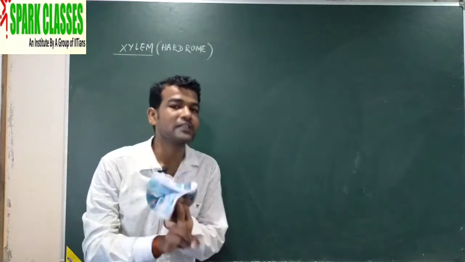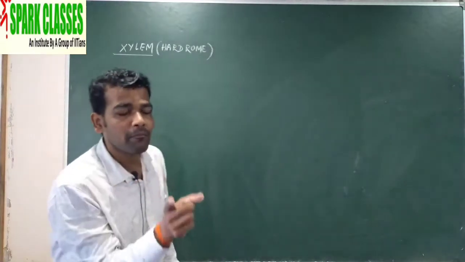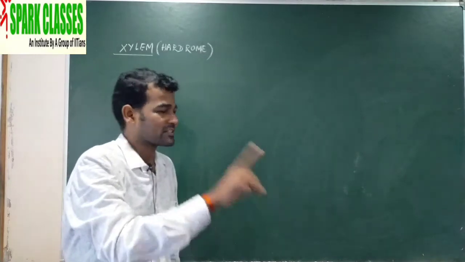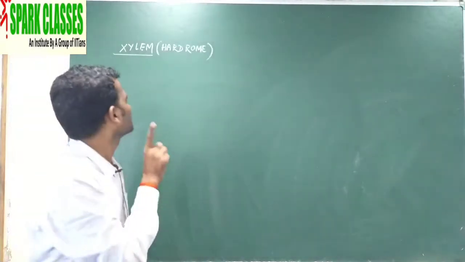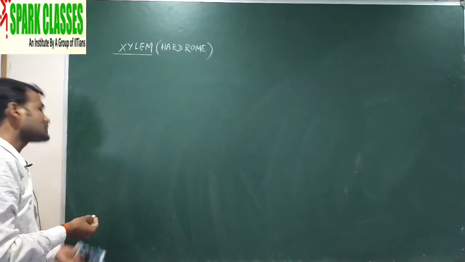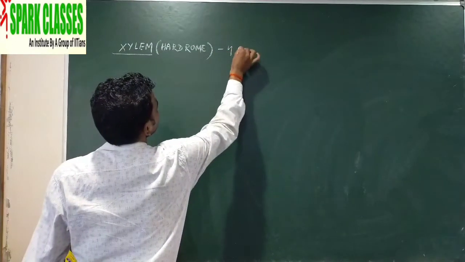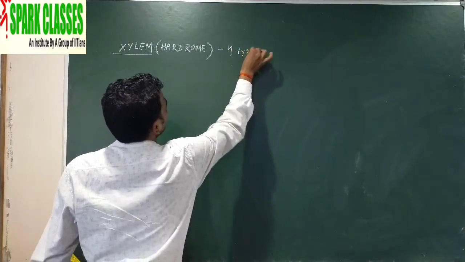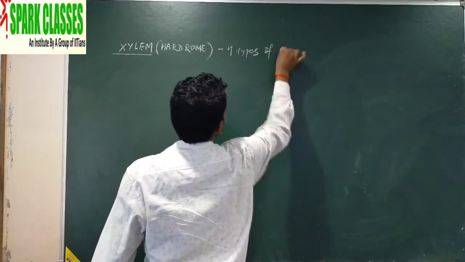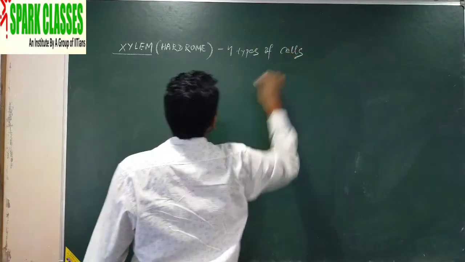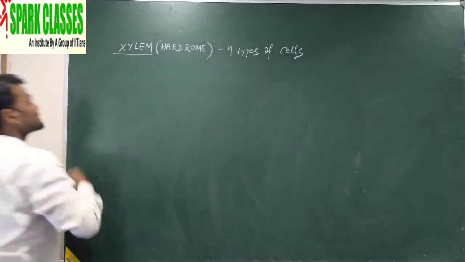Already the definition I had told you. If it is made of 2 or more kind of cells, that is called a complex tissue. So now come to the xylem. What are the cells present in xylem? Xylem is made of 4 types of cells. How many types of cells are present? 4 types. So one by one we will discuss.